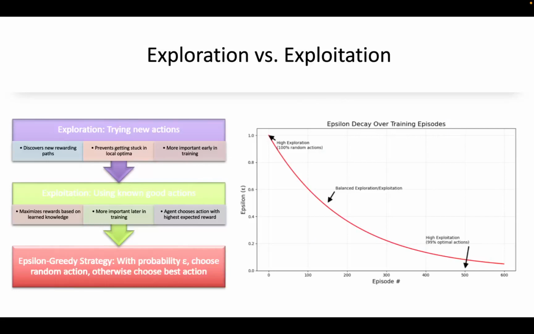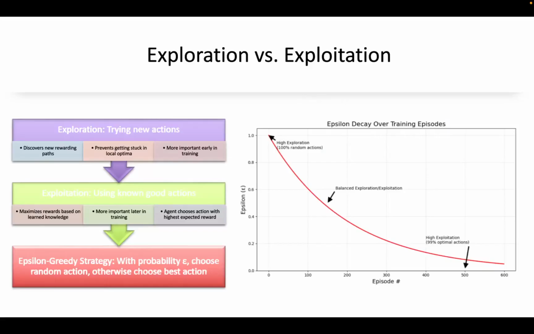A crucial aspect of reinforcement learning is the balance between exploration and exploitation. Exploration involves trying new actions to discover better strategies. This helps the agent discover optimal paths and prevents it from getting stuck in a local optimum. It's especially important early in training. Exploitation involves using known successful actions to maximize rewards. As the agent learns which actions lead to high rewards, it can exploit this knowledge. This becomes more important later in training. The epsilon greedy strategy manages the trade-off by choosing random actions with probability epsilon and the best known actions otherwise.